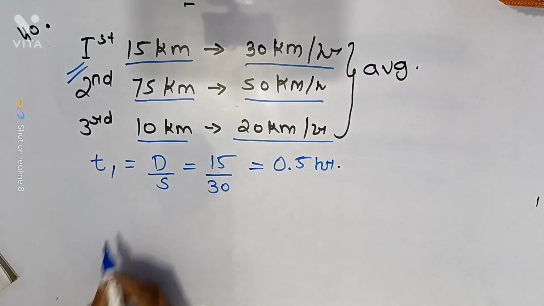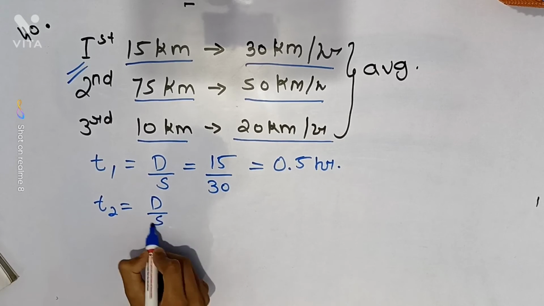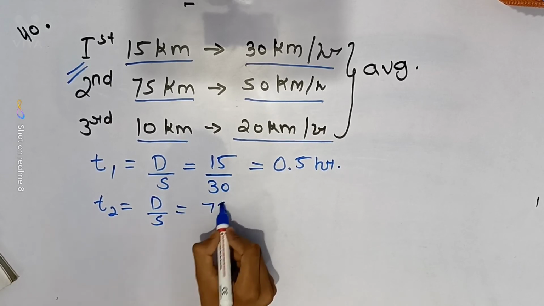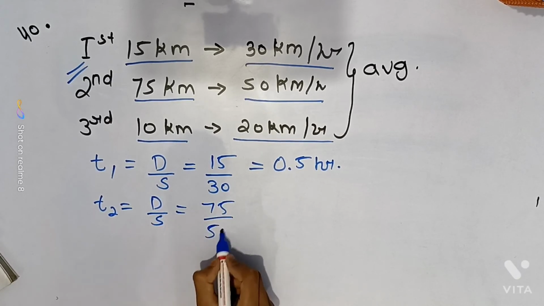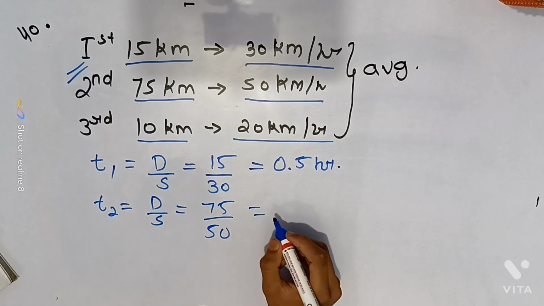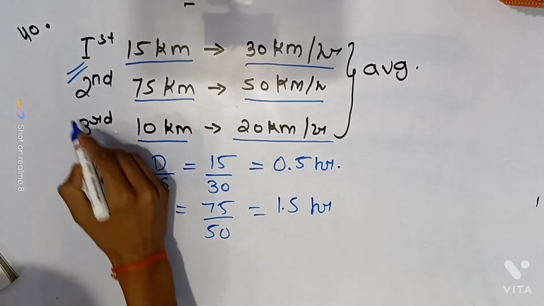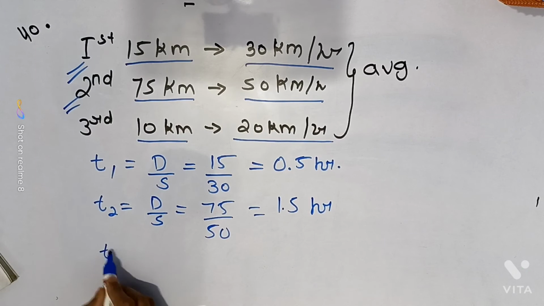Now we will deal with the second journey. Time is equal to distance upon speed, which equals 75 upon 50. So what we will get is 1.5 hour. Now the second is also done.